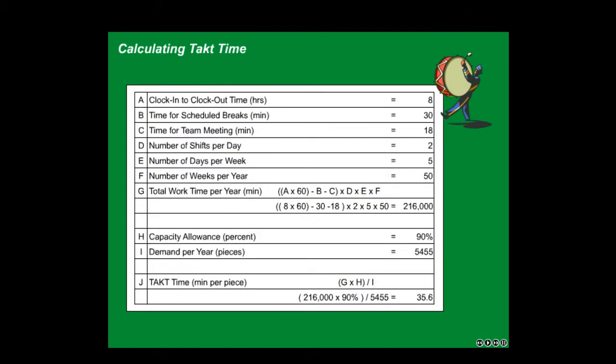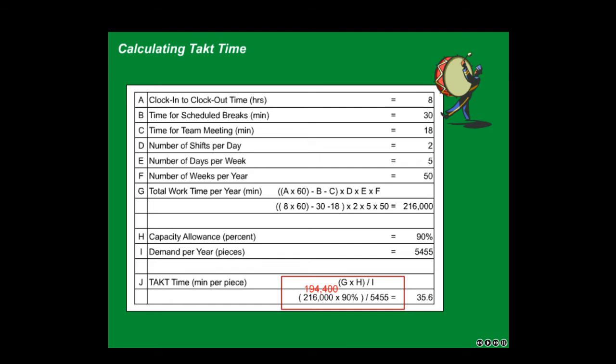Calculating tack time. The tack time is simply the time available for production divided by the demand for the product. In our case, after calculating the total shift time and subtracting time for breaks and meetings and allowing for 90% capacity, we have 216,000 minutes times 90%, or 194,400 minutes available for work.